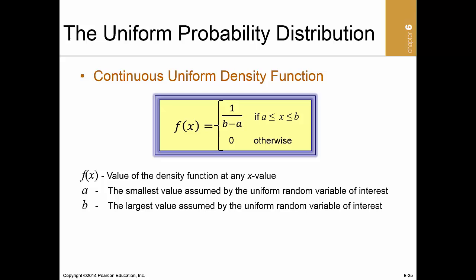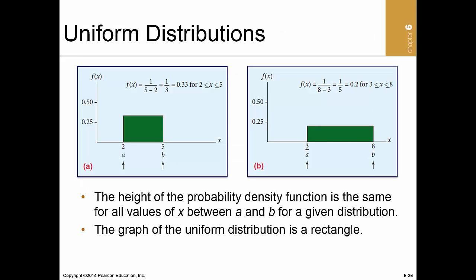We can define the continuous uniform density function with the following equation, where a is the smallest value and b is the largest value, assumed by the uniform random variable. This slide illustrates two examples of uniform probability distributions with different a to b intervals. Note the height of the probability density function is the same for all values of x between a and b for a given distribution. The graph of the uniform distribution is a rectangle.